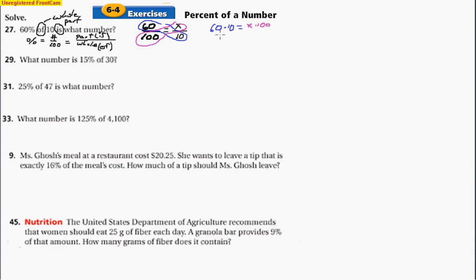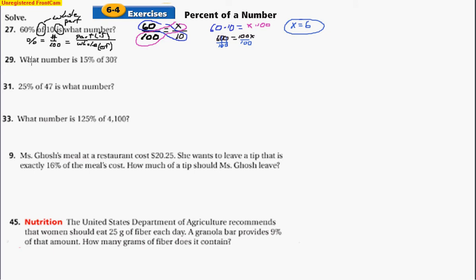And so when we go ahead and multiply this out, here's what we get. We've got 600 equals 100x. So from that point, we can go ahead and do some division. Divide by 100 on both sides. Cancel out those zeros, and we're left with x equals 6. So there it is.